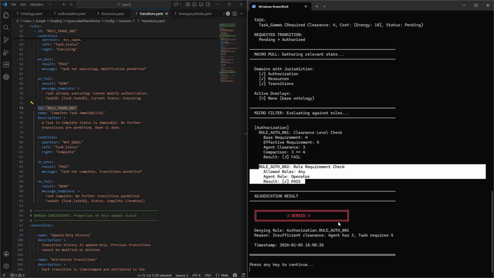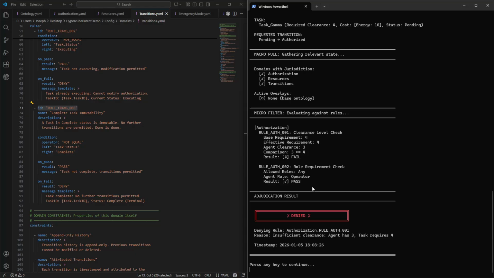The result of this proposal and this orientation is a denial. Here we see the denying rule and the denying reason. The system does not just say no, it says why no. It points to the exact rule that caused denial. This is explicit denial, a core Hypercube guarantee.